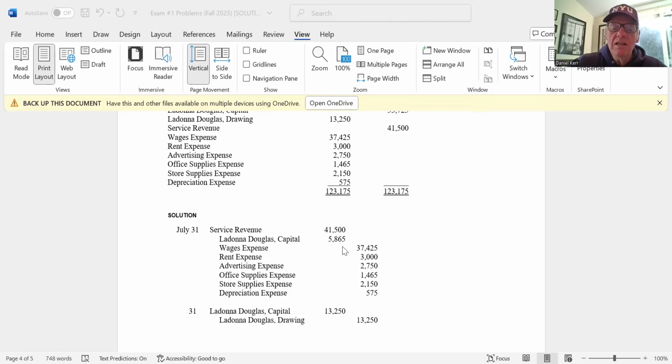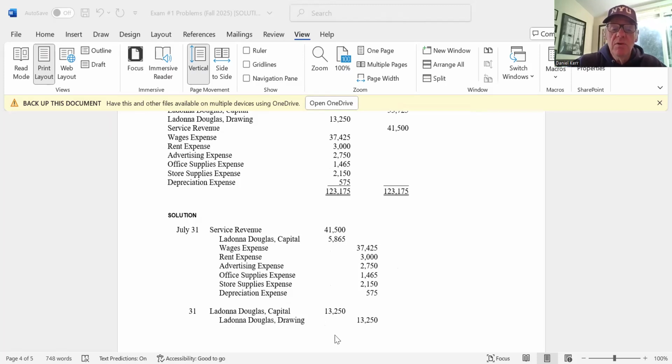So what ends up happening is the difference between the revenue and the expenses, which is either the net income or net loss. If it's a net loss, it's a debit to capital. If it was net income, you'd have a credit to capital. Here we had a net loss, so it's a debit to capital. So there's your first closing entry.